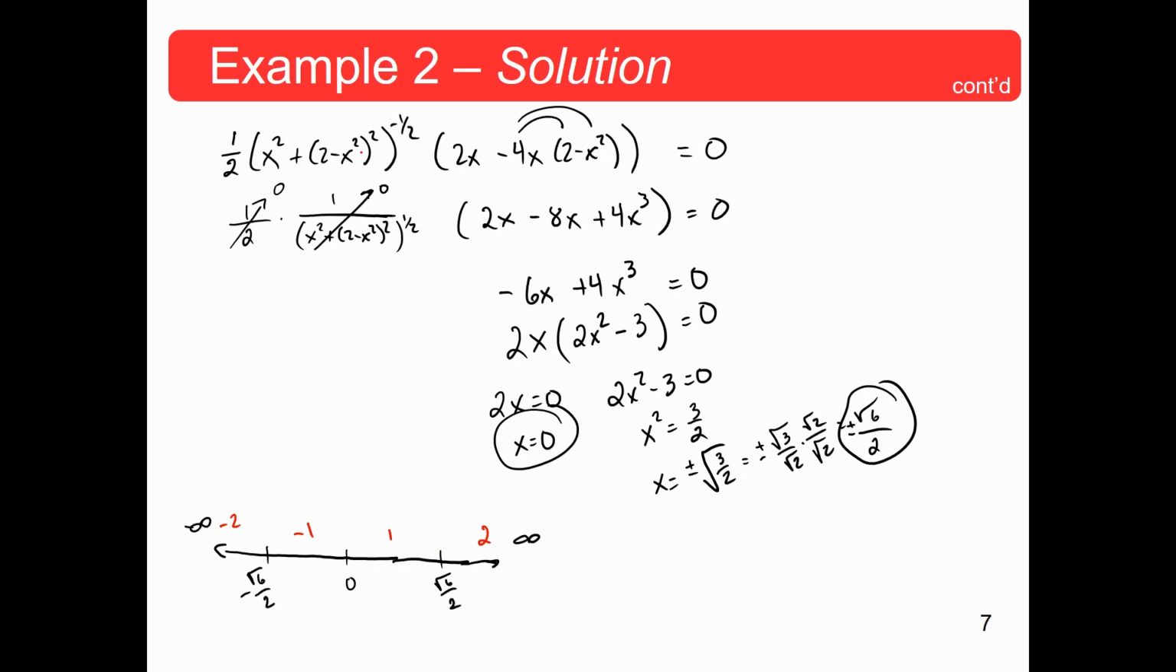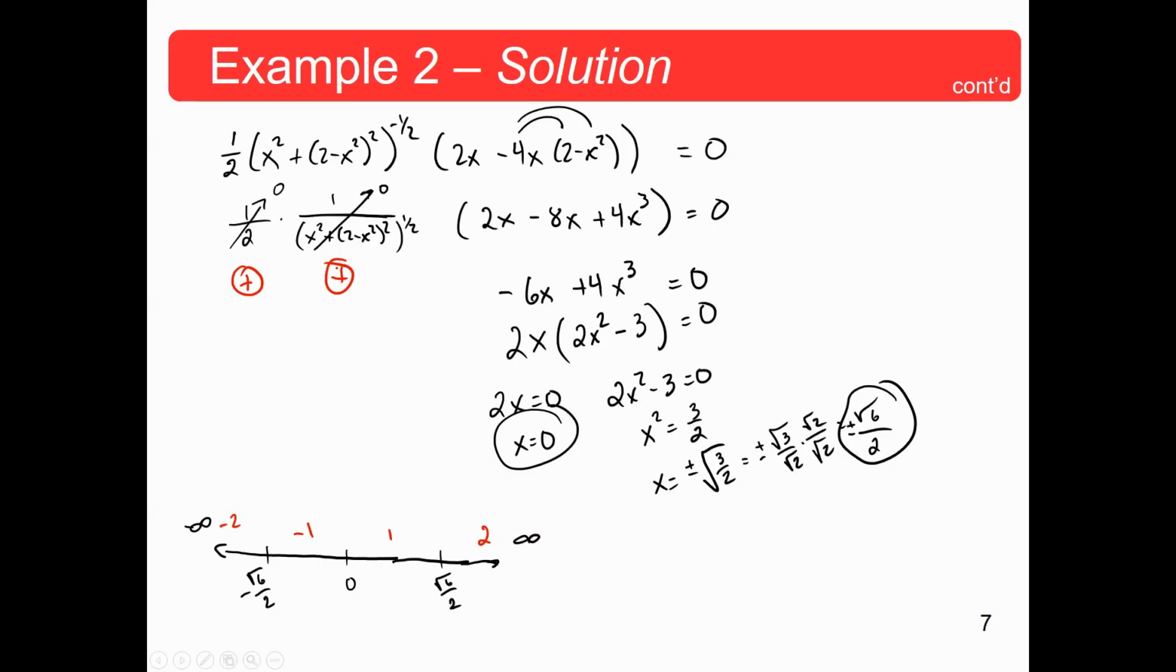I want you to notice something. Right away, 1/2 is positive. This here, we've got x squared plus 2 minus x squared squared. So a square plus a square has to be positive. The square root of a positive is still a positive. So I still have something that's positive. It doesn't matter what x is, that's still positive. So really all I care about is this value here.